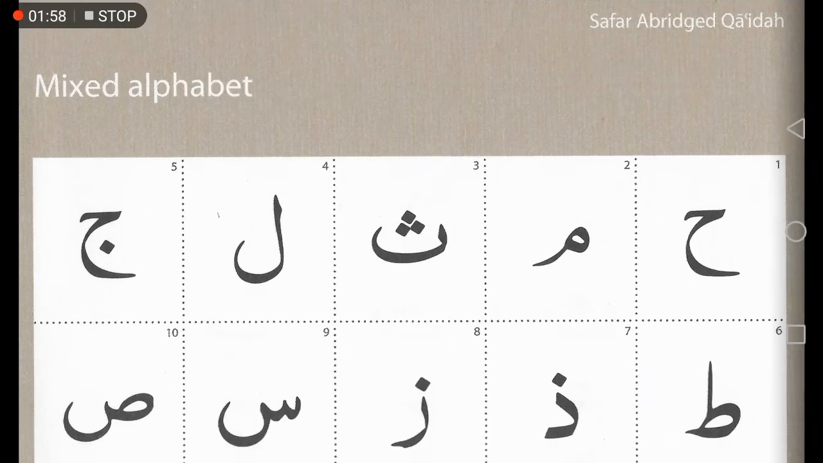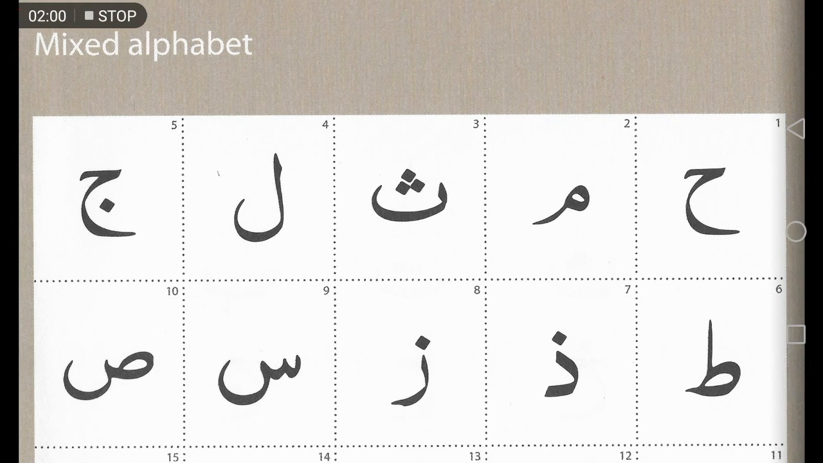Okay, it's a very short lesson today. Just familiarizing ourselves with the letters before we move on to looking at the next page, which is pretty much the same thing, but there's a lot more letters that we're going to go through. So inshallah, see you in the next lesson.